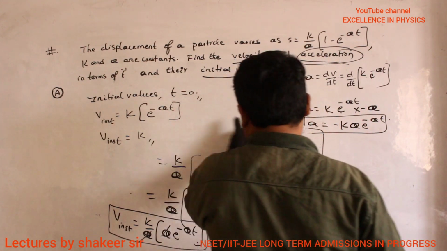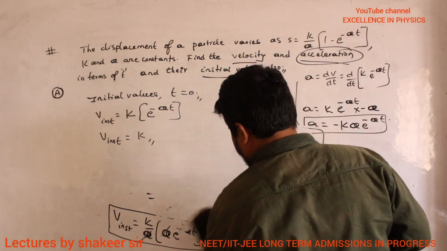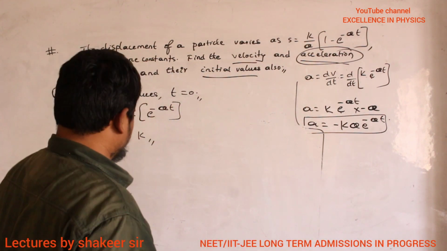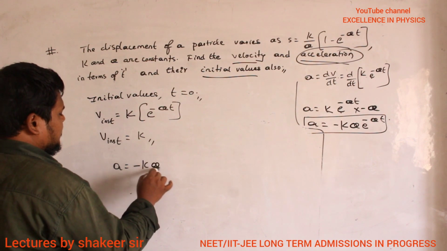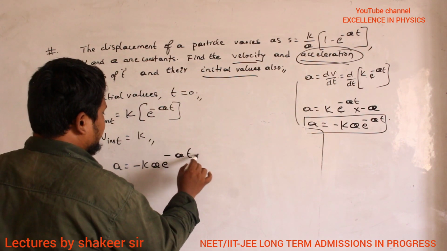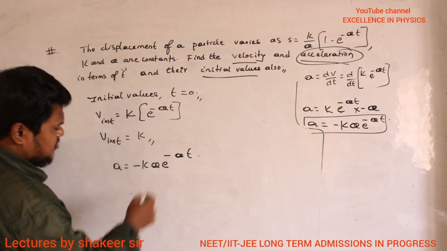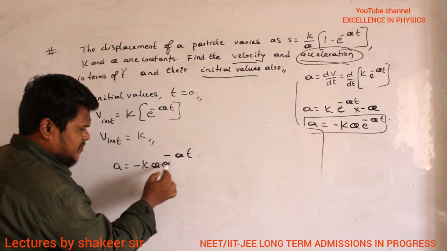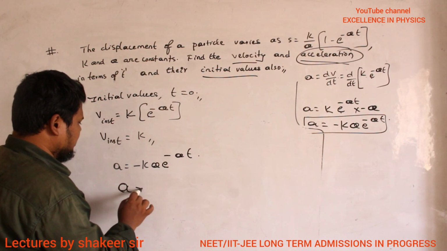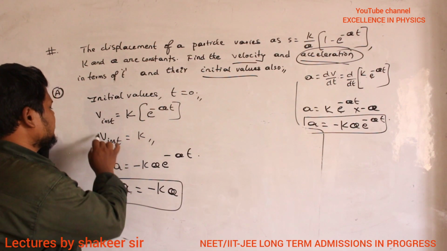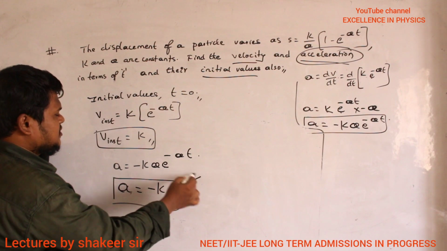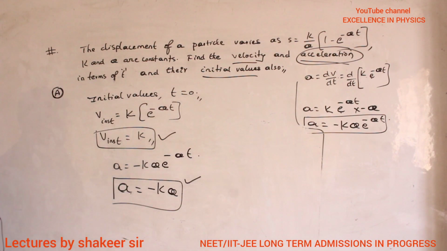Minus k into alpha. That's it. Okay? So similarly, the acceleration equation is minus k alpha multiplied by e power minus alpha t. Here also you substitute t equals 0. This term will become 0, e power 0 will become 1. So therefore, acceleration is minus k into alpha. So these are the initial values of velocity and initial values of acceleration. That is my required answer.